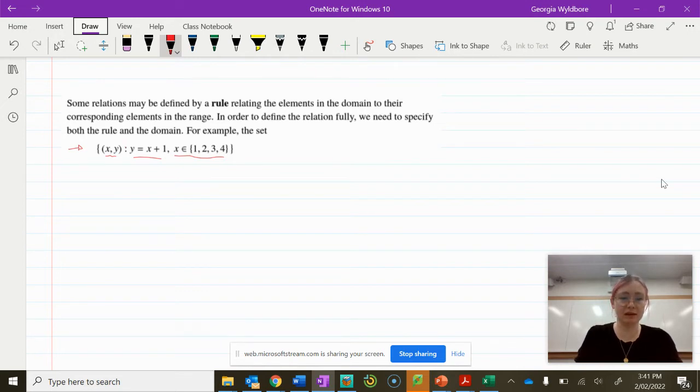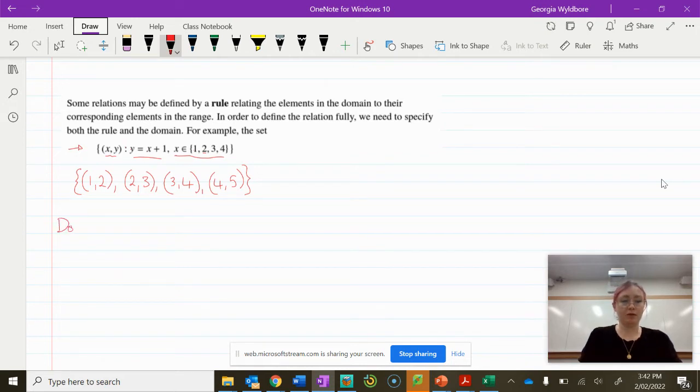What this gives us is the set of ordered pairs. So remember, we've defined our set here of (1, 2), because if x is 1 and y is x plus 1, then 1 plus 1 is 2. If x is 2, y is going to be 1 more than that. So when x is 2, y is 3. When x is 3, y will be 4. And when x is 4, y will be 5. And then we close our set.